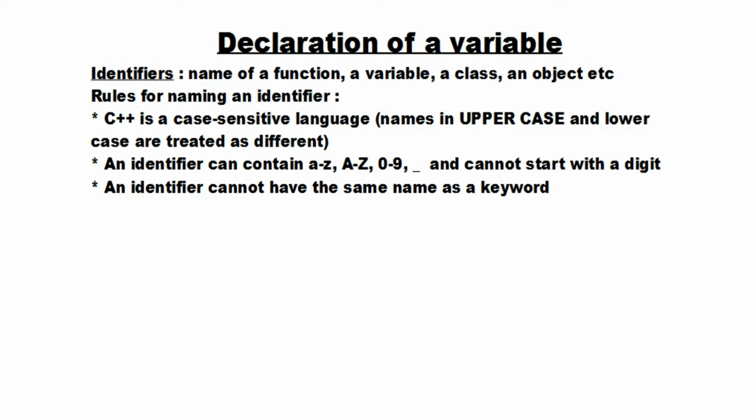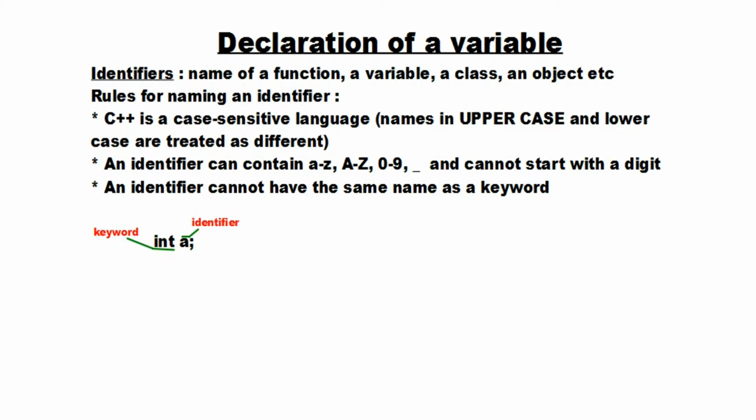Third rule is the name of an identifier cannot have the same name as a keyword. So what is a keyword? Keyword is basically the language of C++, all the words in the language of C++ which we use, such as the names of data types, int, float, double, all these are keywords. In int A, int is the keyword and A is the identifier, the variable which we are using. So this is how we declare a variable of particular data type.